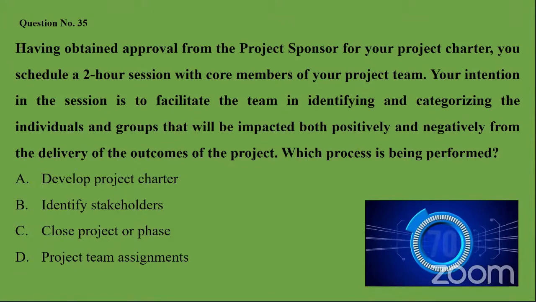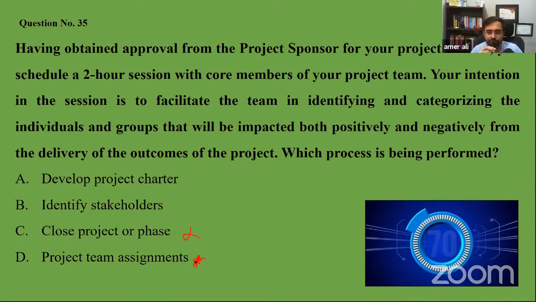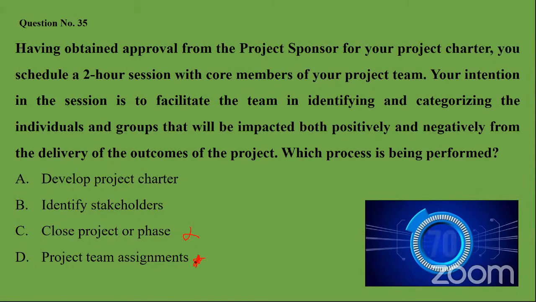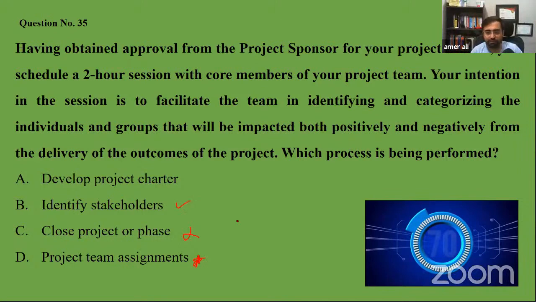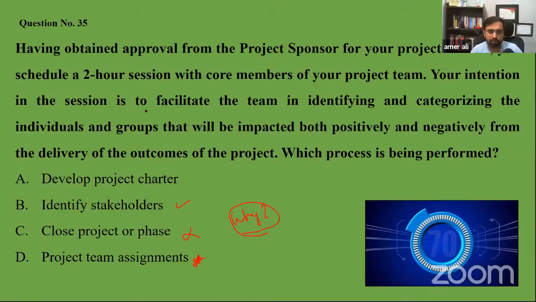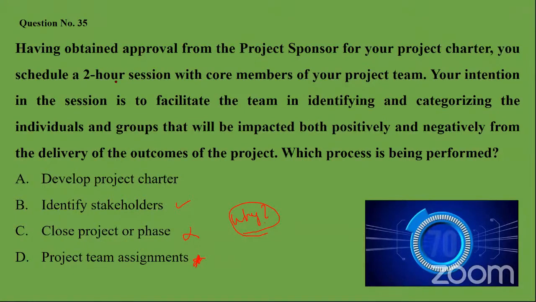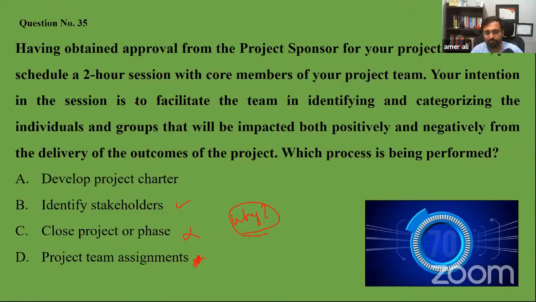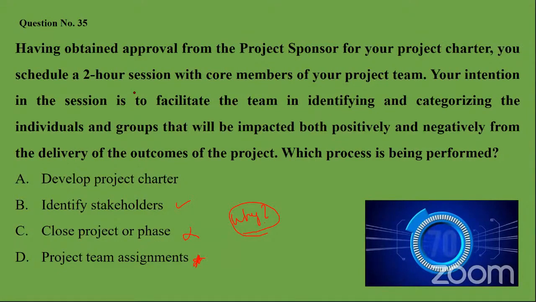Developing a project charter, identifying the stakeholders, close project or phase, this I will eliminate. Project team assignment. What is your final answer? I am sure B. And why? It's the right answer, but why? Because we will identify and categorize the individuals or groups that will be impacted from our delivery. Well done. So Zakaria, why did you choose otherwise? I read the question pretty fast, and when I got to categorizing individuals, I just stopped and thought, oh, it's project team assignments. Yes, that is the biggest mistake.